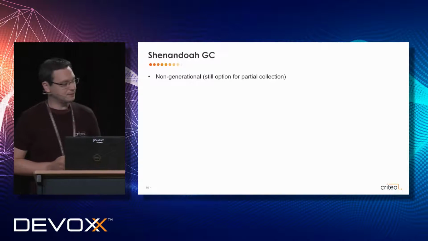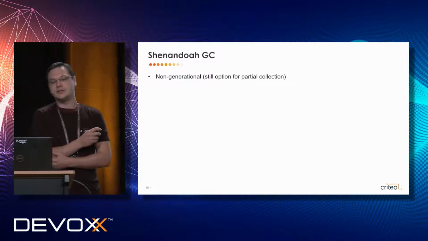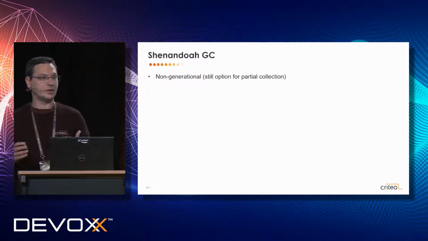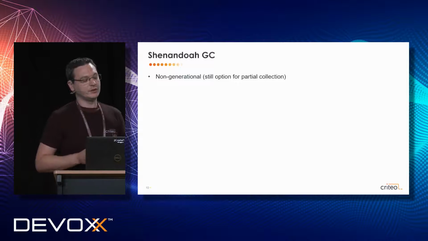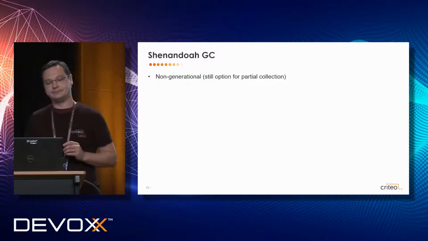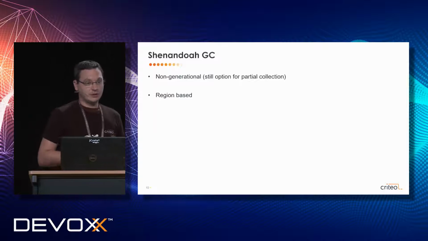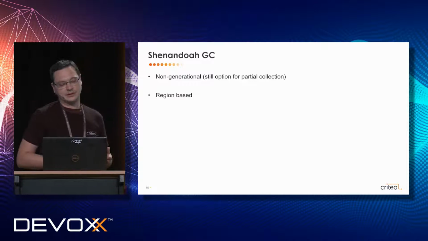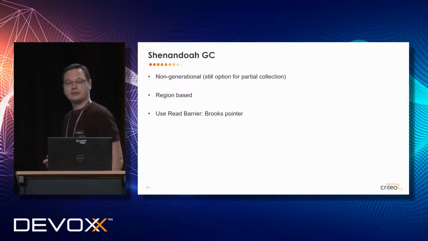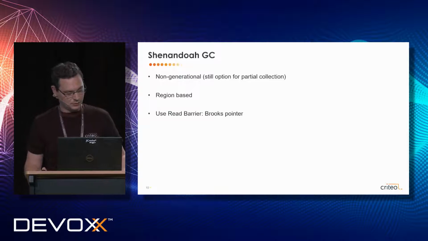Shenandoah GC opposes that most of the JVM GC is generational. They consider that the generational hypothesis is not always true, so they don't want to have the segmentation by generation. There is still an option for partial collection, though. It's region-based. That's a constant for all the low-latency GCs now, even for G1. It uses a read barrier called the Brooks pointer. We'll see how it works afterward.